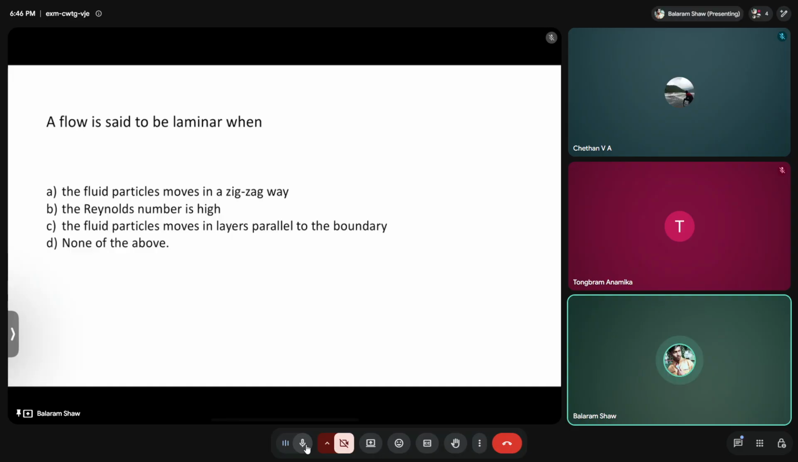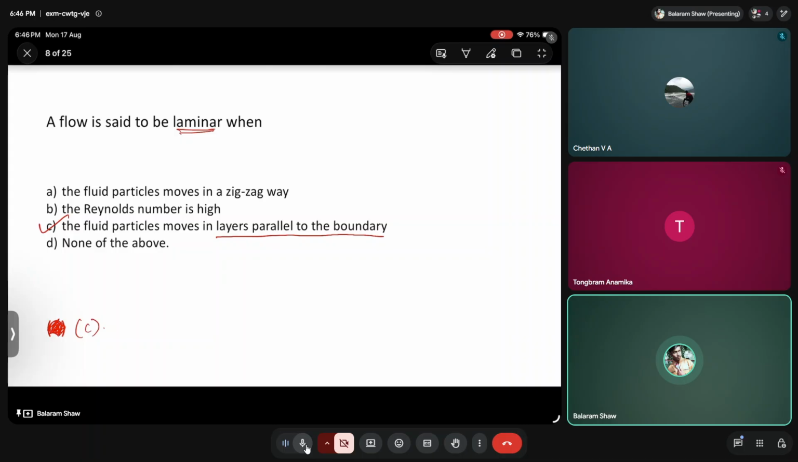We have seen that a flow is said to be laminar when the fluid particles move in laminas, or as I said, layers which are parallel to the boundary. We say that as the laminar flow. So the correct answer would be C. Because the fluid particles which move in a zigzag way, we call that turbulent flow, right? If the Reynolds number is high, we call that also turbulent flow. So the correct answer is C.